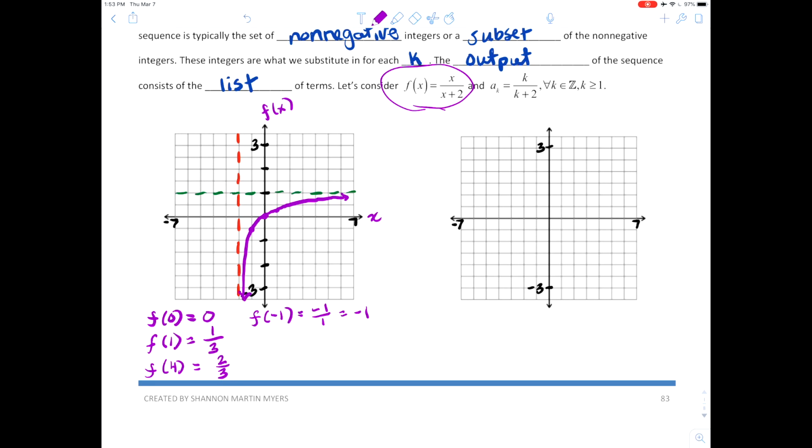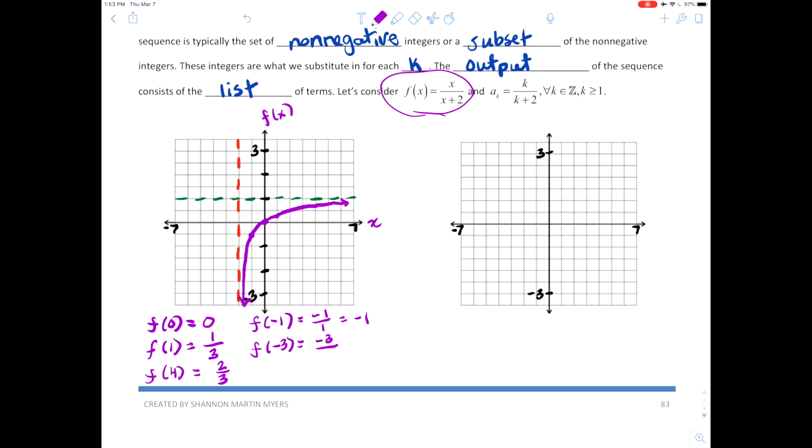Cool. Now we can plot some more points. You'll get the picture very soon, no pun intended. Let's also look at some negative sides. f at negative 3 is going to be negative 3 over negative 3 plus 2, which yields negative 1. So do you see we'll be out at the positive y value? So x is negative 3, y is going to be positive 3, so this is going to be up here. Cool so far?